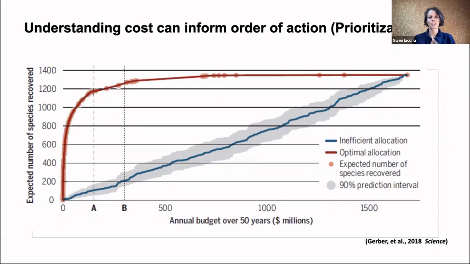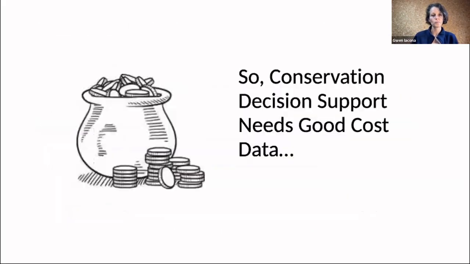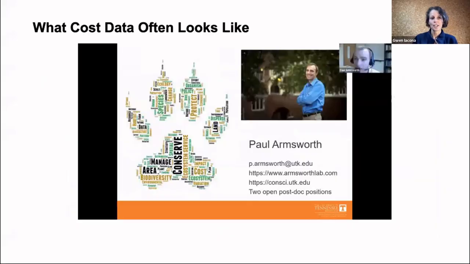And so I like this figure as an example of the extreme potential for efficiency we can have in achieving our conservation outcomes when we think about the cost of those actions. This is an example of prioritization where cost information can really help us achieve the outcomes that we're looking for. So conservation decision support needs good cost data. What do we mean by good cost data? I'm going to give you one more video, and this one, Paul Armsworth talking about what good cost data can look like.